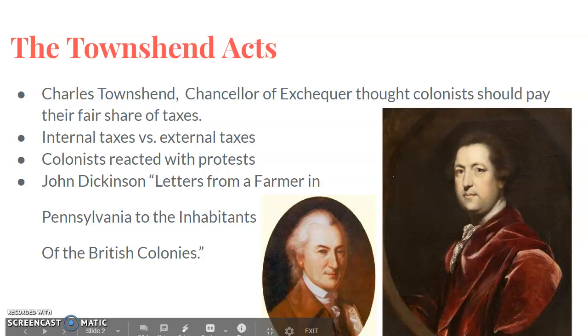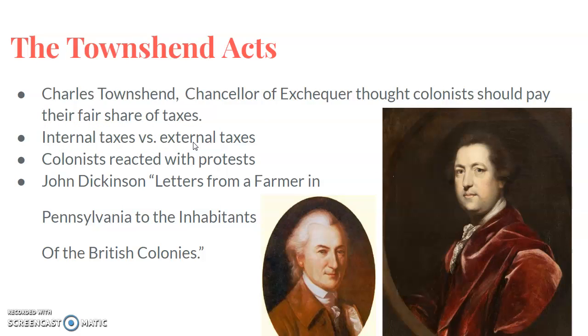So the first thing you need to realize is that a new ministry in Great Britain began in the year 1767, and that was the ministry of Charles Townshend, who's pictured right here. And he was the Chancellor of Exchequer, and it was his job, assigned to him by the king, to figure out how to raise money so they could pay off all that debt that they were dealing with. And so Townshend was under the impression that the colonists made a distinction between internal taxes and external taxes.